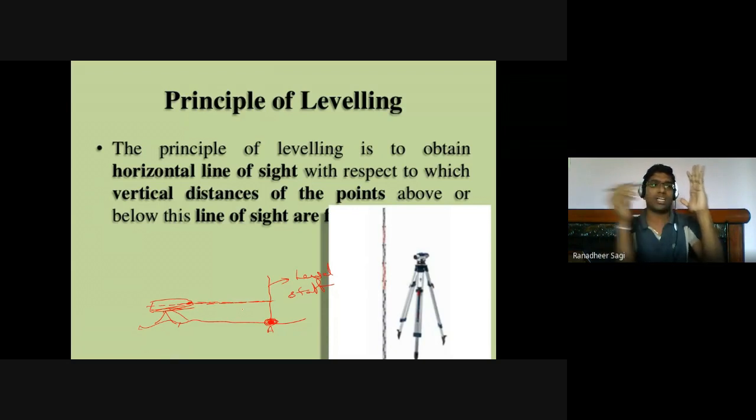And once you have that horizontal line of sight with which you are able to take readings on the leveling staff, with the reading measured on the staff, we determine the corresponding vertical distances between two points, or the elevation difference between two points, or where that point exists. If I want to design a proper drainage network, how do I design a proper drainage network?